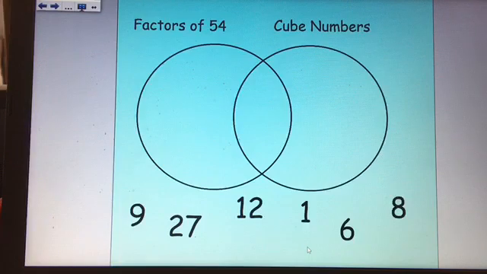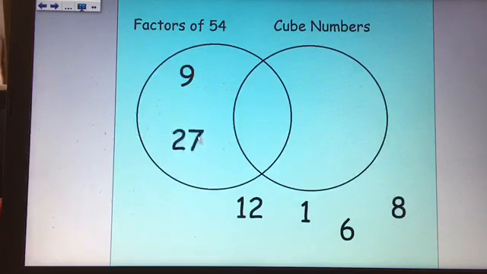Number 9. Is it a factor of 54? Yep. Is it a cube number? No, it is not. So it will go in the left-hand side. 27. Is it a factor of 54? Well, hopefully you've worked out that if you double 27, it would make 54. Is it a cube number? Let's think about it. 3 times 3 makes 9. 9 times 3 makes 27. Yes, it's a cube number too, so that will go right in the middle.